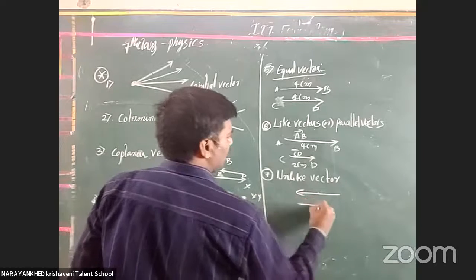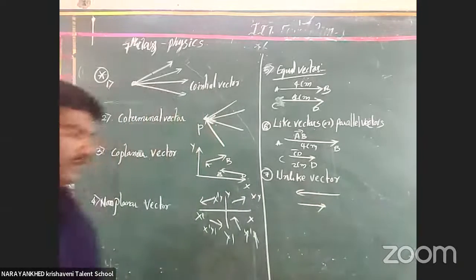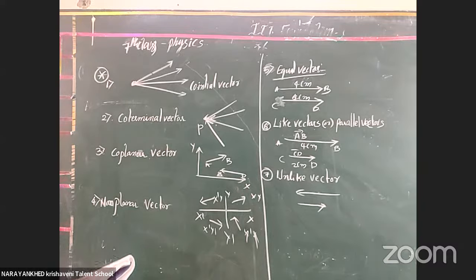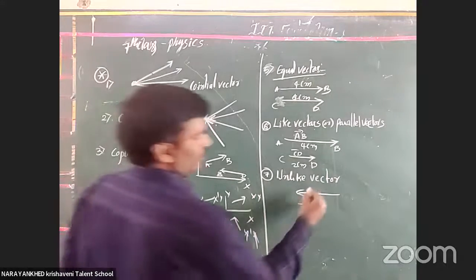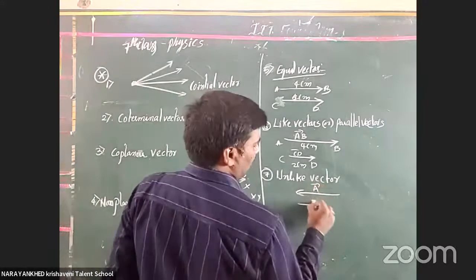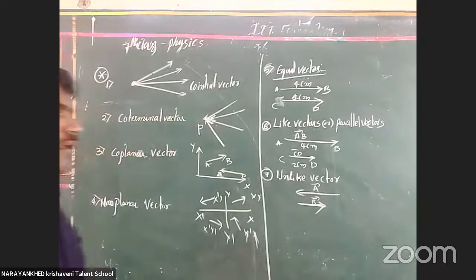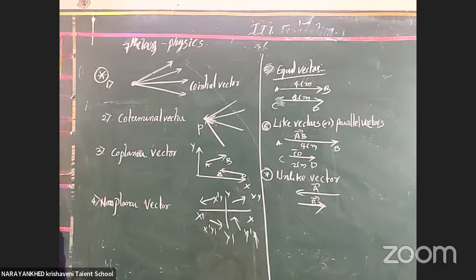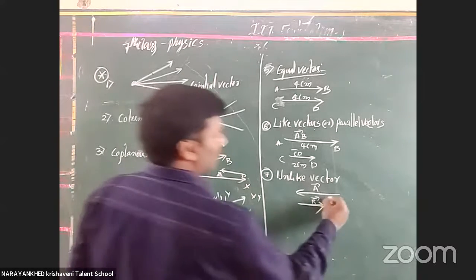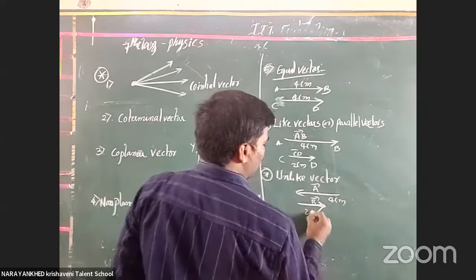Yes, one is in one direction, and the other is in another direction, right? Maybe the magnitude of A bar is twice the magnitude of B bar. Yes, A bar it is, and the other is B bar. The directions are different, opposite to one another. Whatever the magnitude, that is called unlike vectors. That is somewhat 4 centimeters, somewhat 2 centimeters.